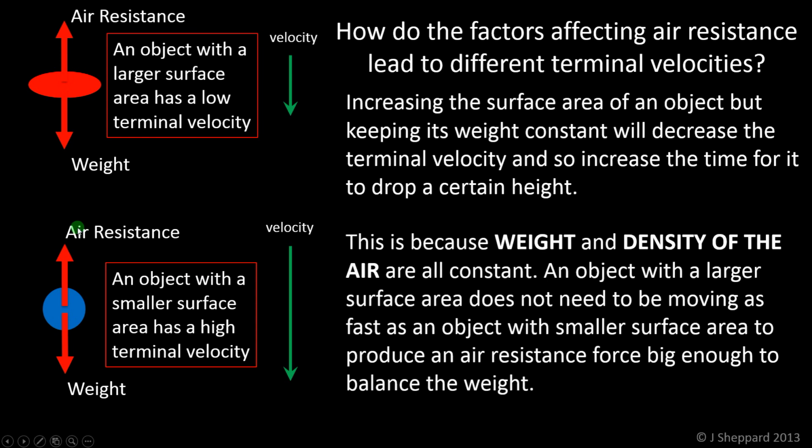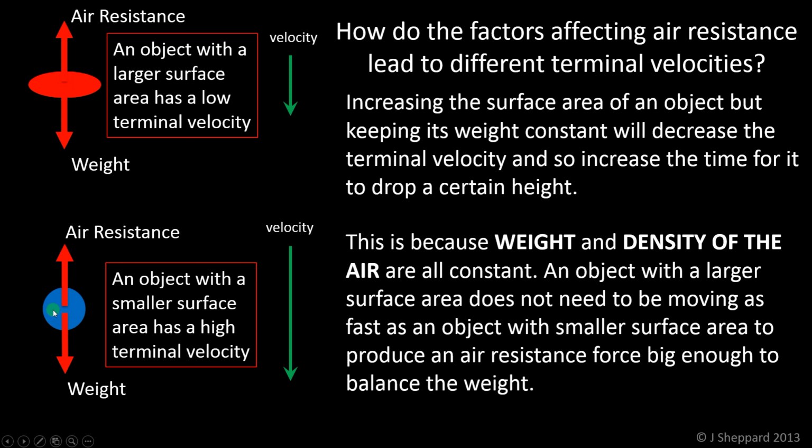Right. Now, here's the reason why then. An object with a larger surface area, this top one here, to get the same air resistance force doesn't need to move as fast. Because it's got the large surface area, it's going to be pushing more molecules out of the way in a fixed amount of time. And so it doesn't have to move as fast to push the same number of molecules out of the way as the blue object, the small surface area one, needs to move. Right? It needs to move much faster to push the same number of molecules out of the way in the same amount of time, because it has a smaller area.